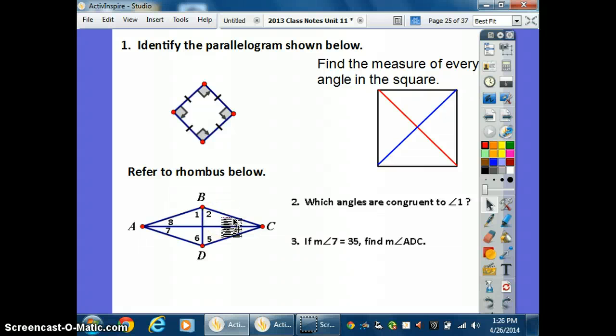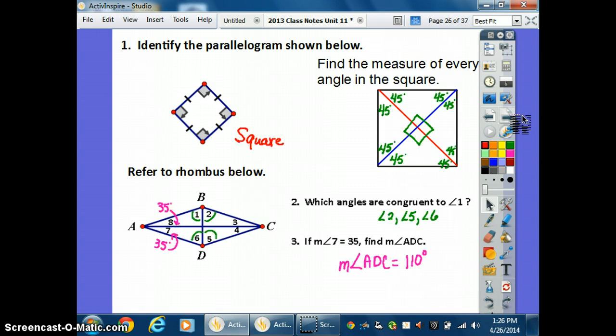If you can find this page in your notebook, I'd like for you to try these 3 problems. We're having a quiz tomorrow, and this will give you a little refresher here. Okay, so I'll pause and let you get that.